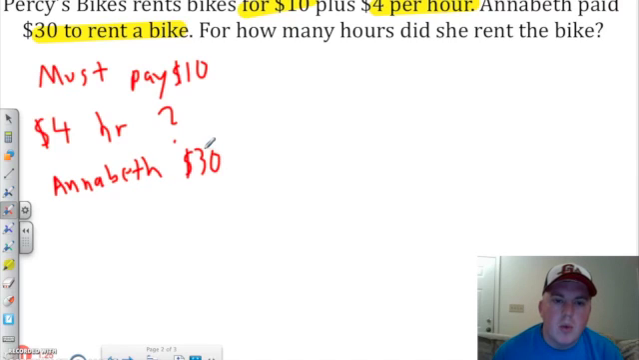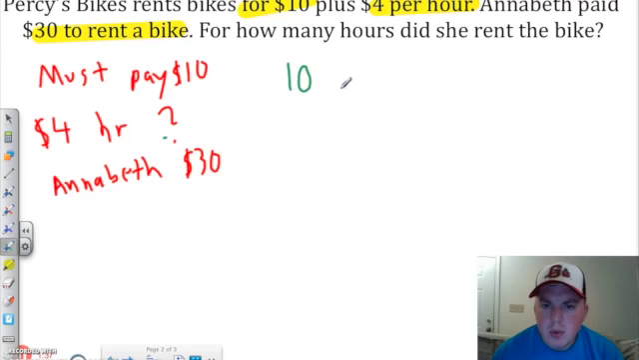Alright, what we're going to have to do is set up an equation to model this. So let's fill out what we know. We know that we have to pay $10, and we know that we have to pay $4 per hour. Now, when we're thinking in terms of math, if we're already paying $10, and then we are paying more money on top of that for each hour, we're going to be adding. So we're going to add to the $10 that we already had. We're going to have $4. Now, it wasn't just $4 once. It was $4 for each hour. We don't know how many hours. That's what we're being asked to find.